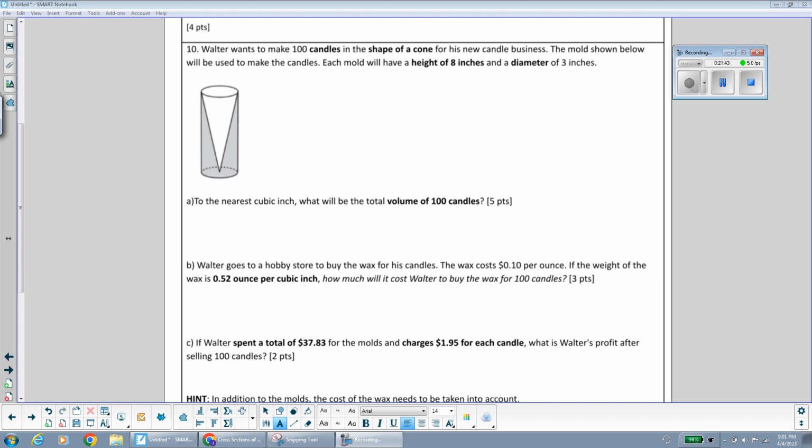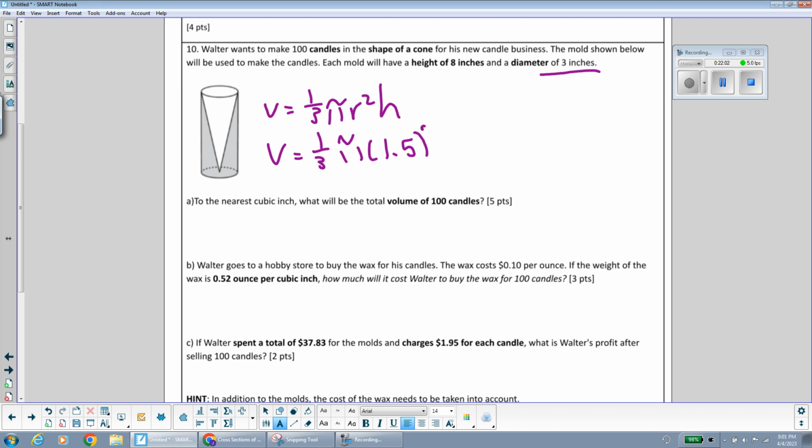This question people actually did very well with. The candle is in the shape of a cone, so the volume is 1/3 pi r squared times height. It tells us in the question the diameter is 3 inches, so the radius is 1.5 inches, and the height is 8 inches. I'm going to put this into my calculator: 1/3 times pi times 1.5 squared times 8.